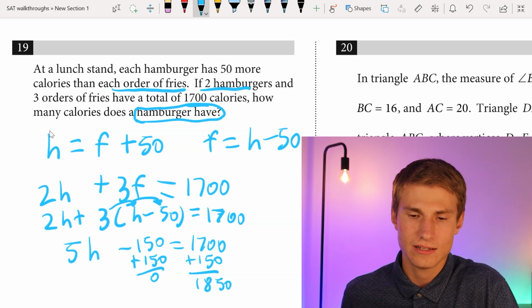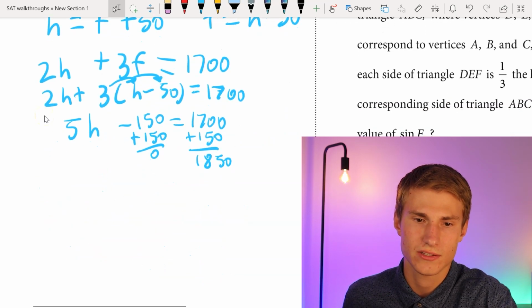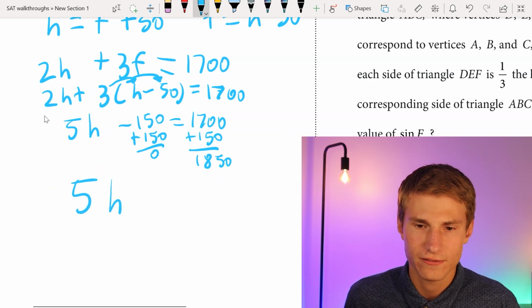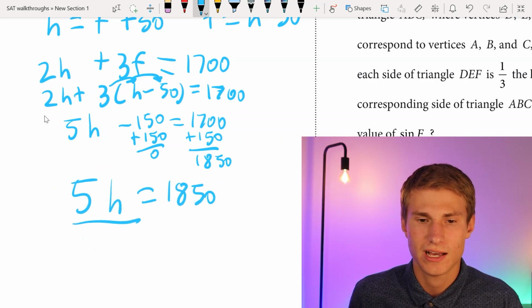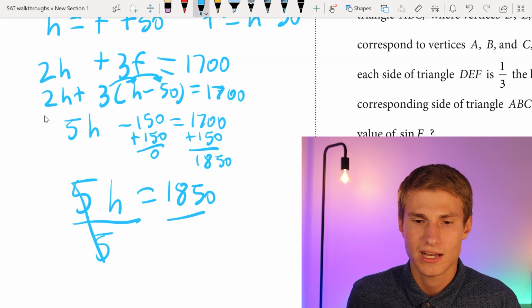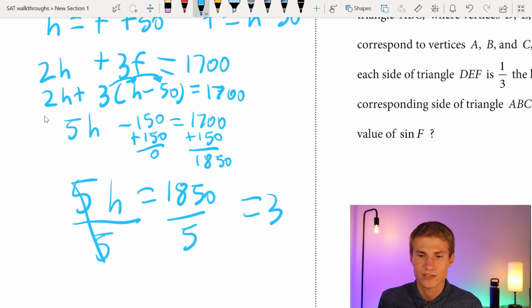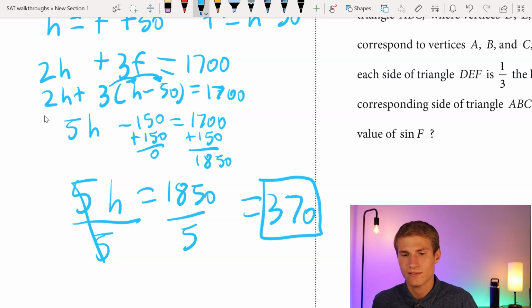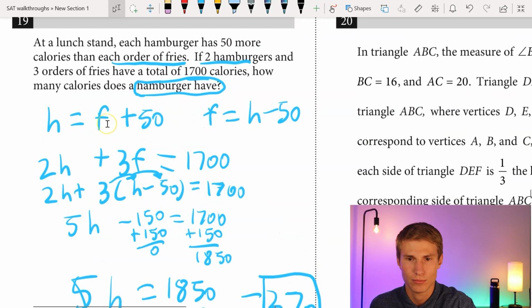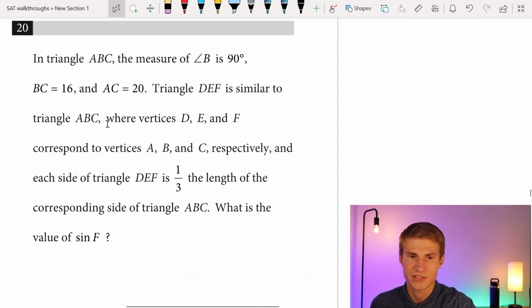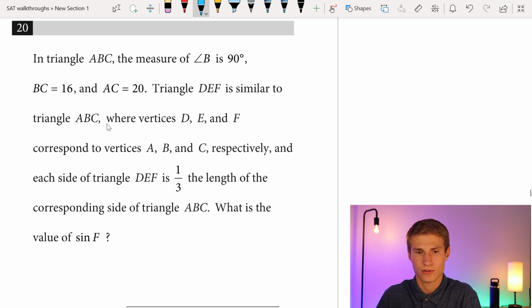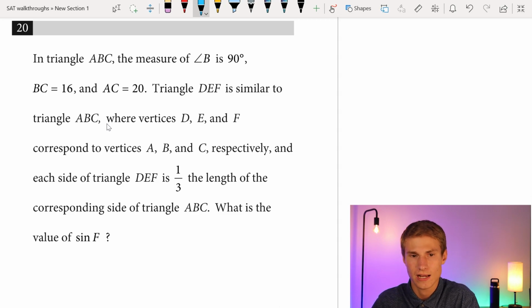So now we have 1,850 is equal to 5H, and I'll scroll down so we can see this a little bit better. We've got 5H is equal to 1,850. From there, what we're going to do is divide each side by 5, and that's going to end up giving us 370 as our answer. Okay, so 370 calories are in a hamburger. All right, moving on to number 20. And notice how in 19, by solving for the hamburger first, we didn't have to go through after solving for the fries and add 50.